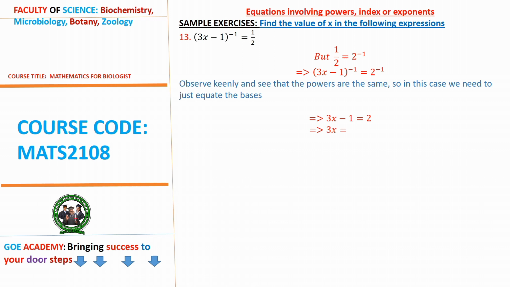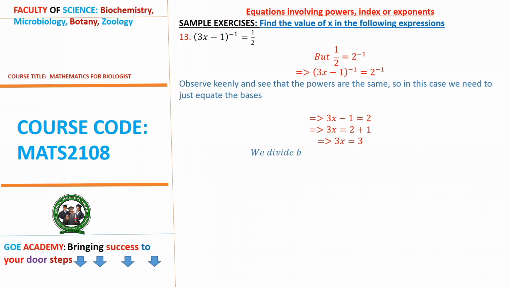Observe that this is a linear equation, and to solve a linear equation, what we want to do is just make x the subject of the formula. The first step is the -1, so we need to cross it over the equality sign, and whenever something crosses an equality sign, the sign changes. If it was negative, it becomes positive. That's why since -1 has crossed, it now becomes +1. So we have 3x equals 2 plus 1. 2 plus 1 is 3, so 3x equals 3.